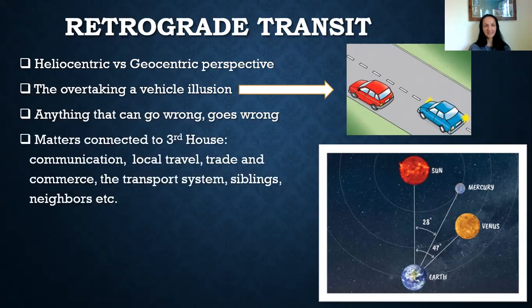And all this is connected to the third house, as we talked about. So in communication, like when you speak to somebody, you try to convey a message. The other person does not understand you for some reason, or there are some disruptions and delays in local travel. Also with trade and commerce, so don't sign contracts when Mercury is retrograde because something might go wrong. On public transport, obviously delays, cancellations, then you might have a fight with your siblings. So be careful also with your neighbors. So everybody is more sensitive basically.